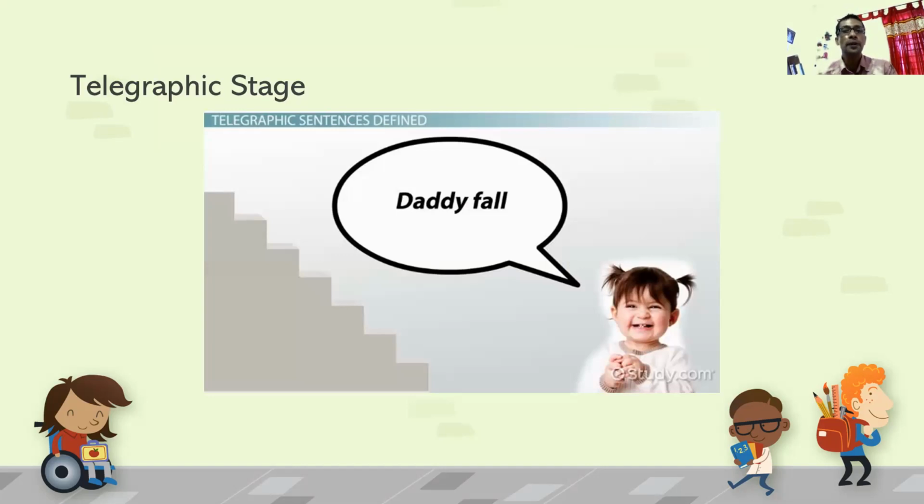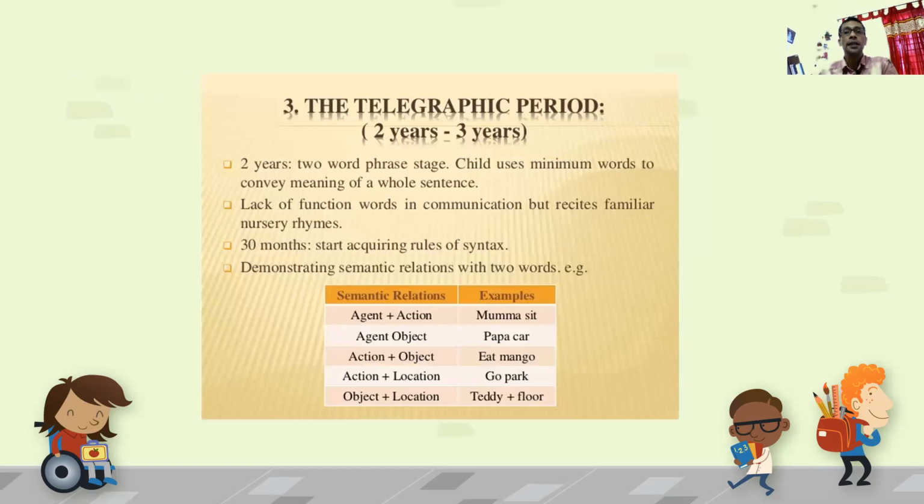Okay, let's go deeper into the discussion. The telegraphic period continues from 2 years to 3 years, that is, just after birth. At 2 years, the two-word phrase stage, the child uses minimum words to convey the meaning of a whole sentence, lacks function words in communication, but recites familiar nursery rhymes. At 30 months, that is more than 2 years, they start acquiring the roots of syntax, that is word formation, and demonstrating semantic relations with two words.